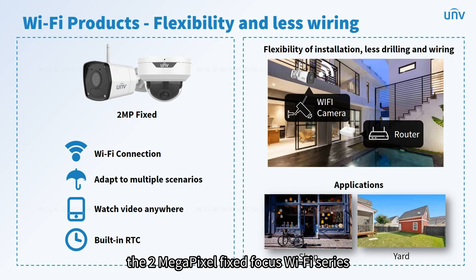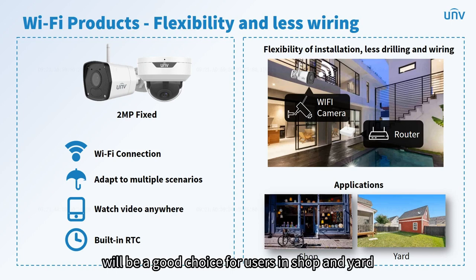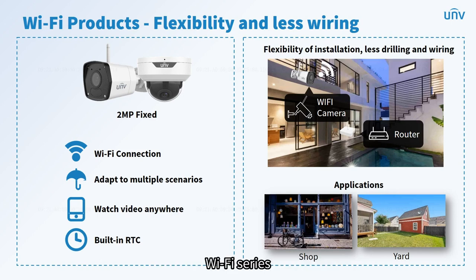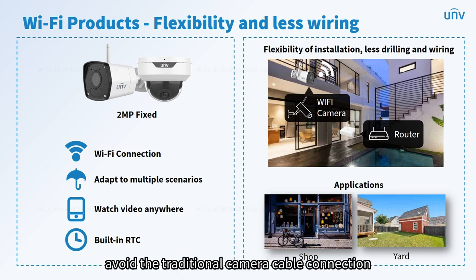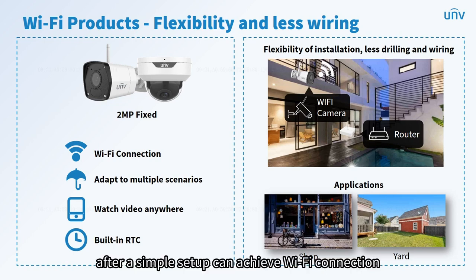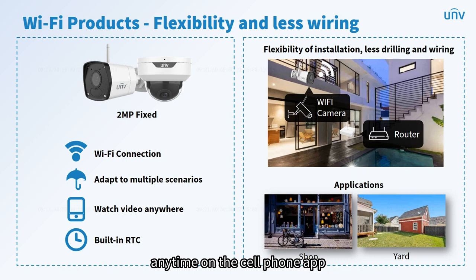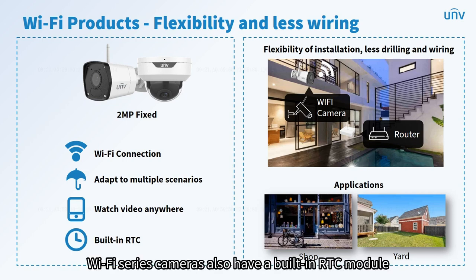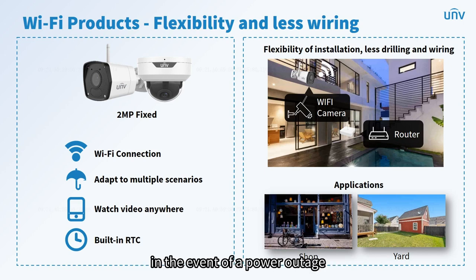The 2 megapixel fixed focus Wi-Fi series will be a good choice for users in shops and yards. Wi-Fi series avoid the traditional camera cable connection. After a simple setup, users can achieve Wi-Fi connection and view the image anytime on the cell phone app. Wi-Fi series cameras also have a built-in RTC module. In the event of a power outage, the RTC can still work normally.